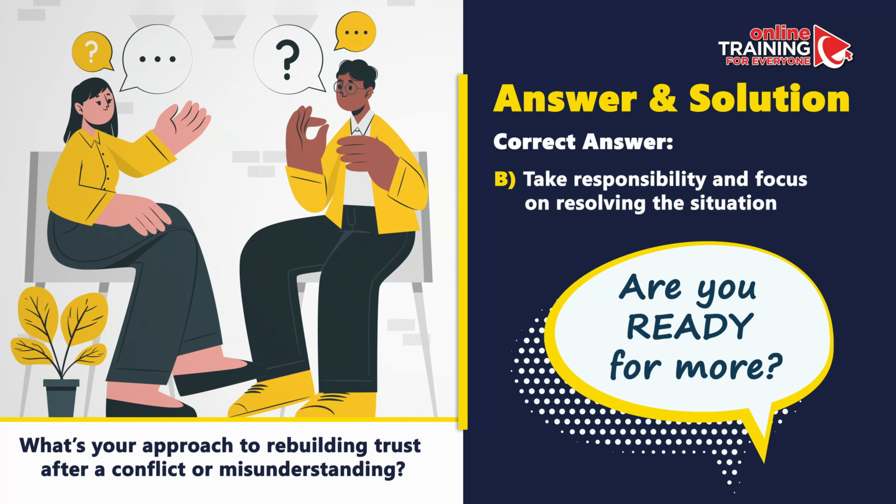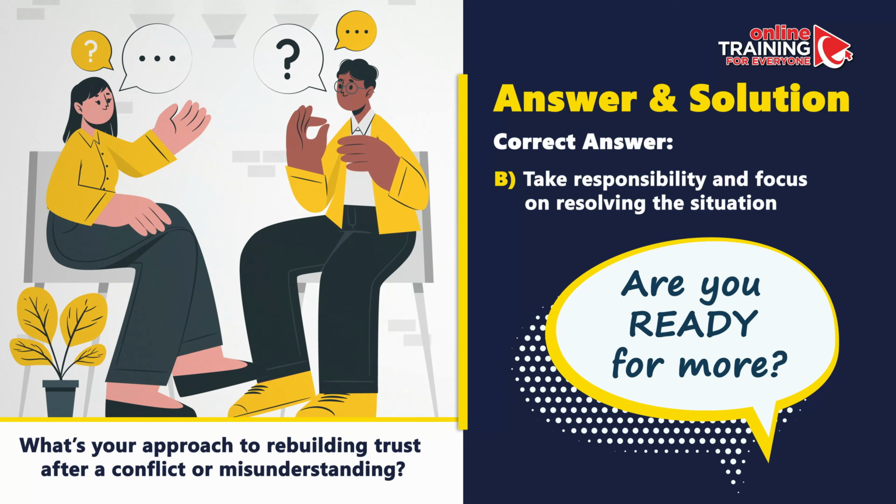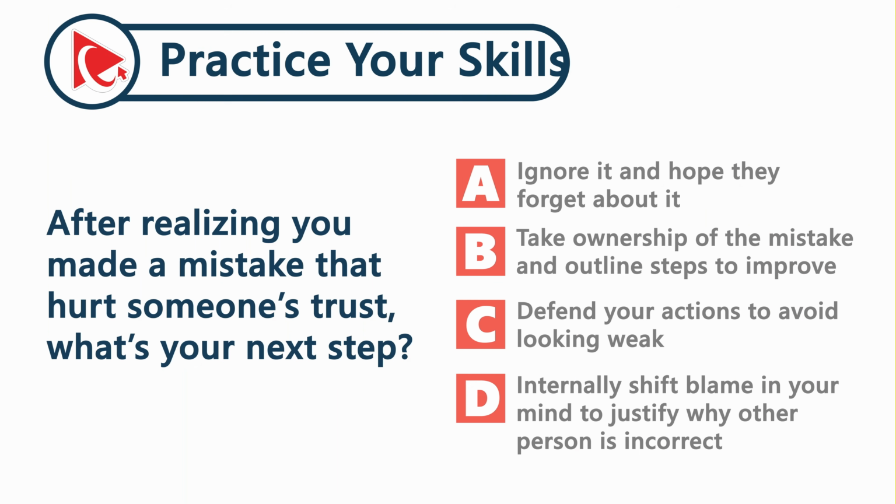Are you ready for more? Try this question to see how you would do. After realizing you made a mistake that hurt someone's trust, what is your next step? Choice A, ignore it and hope they will forget about it. Choice B, take ownership of the mistake and outline steps to improve. Choice C, defend your actions to avoid looking weak. And choice D, internally shift blame in your mind to justify why the other person is incorrect.